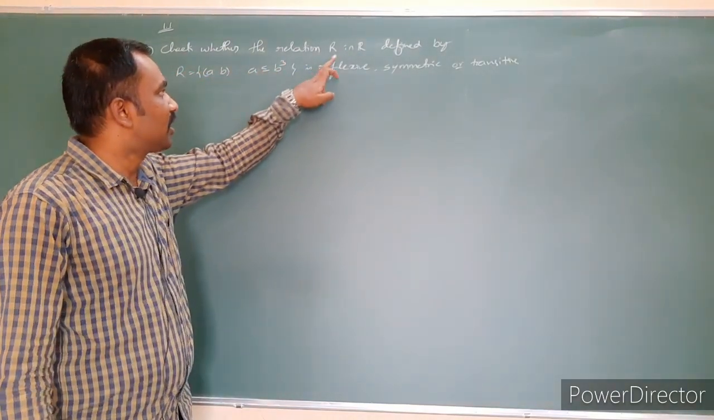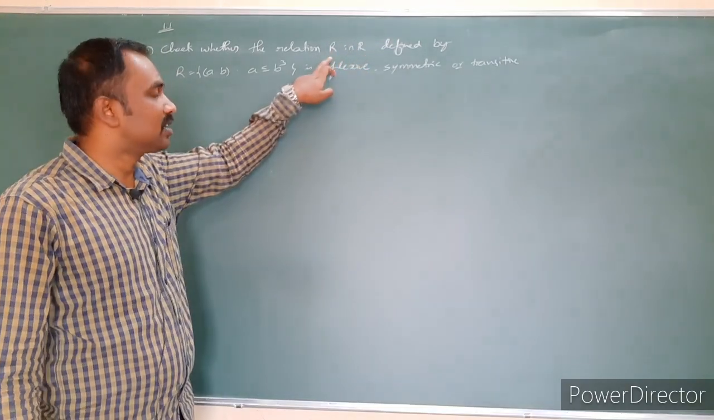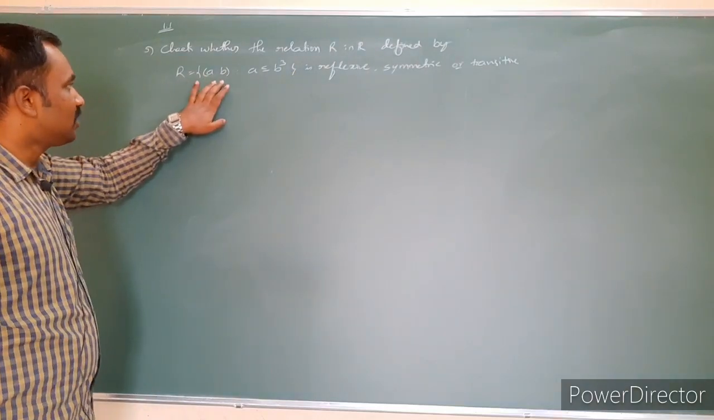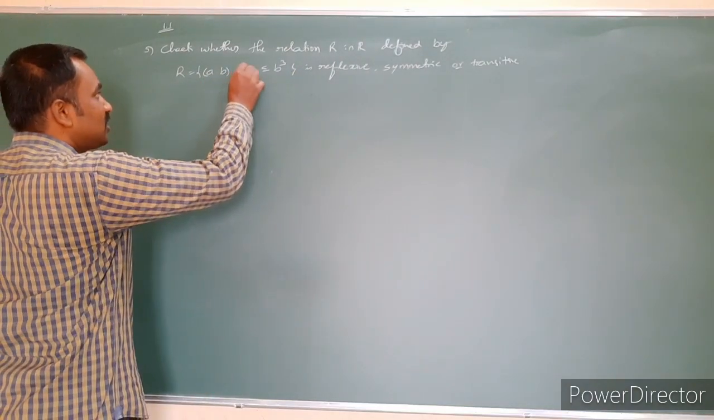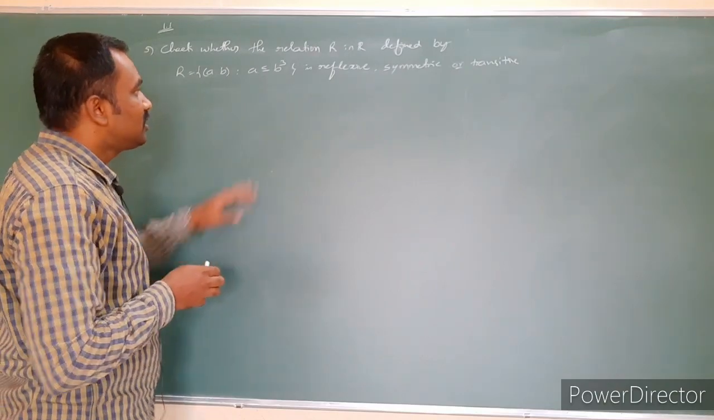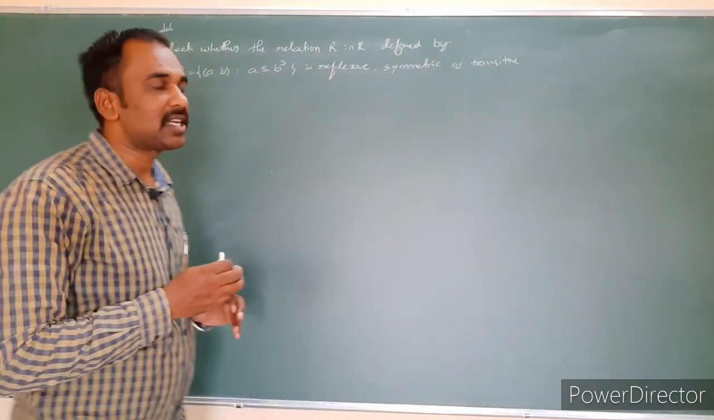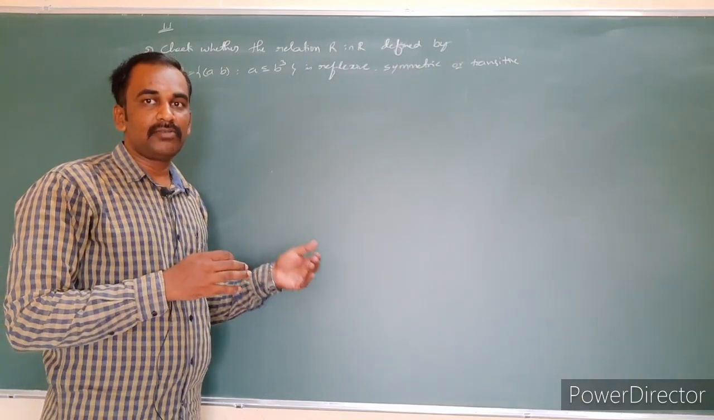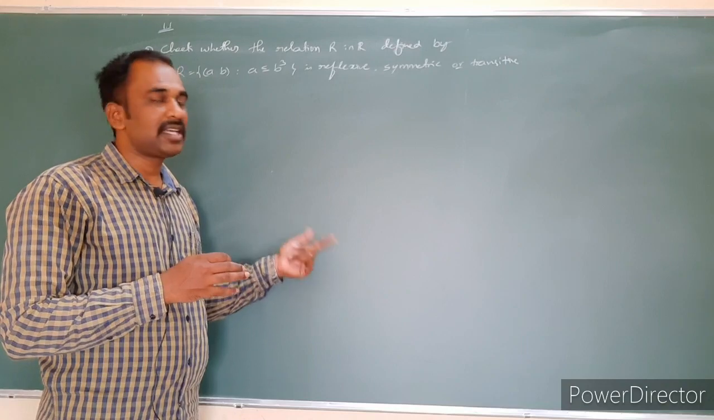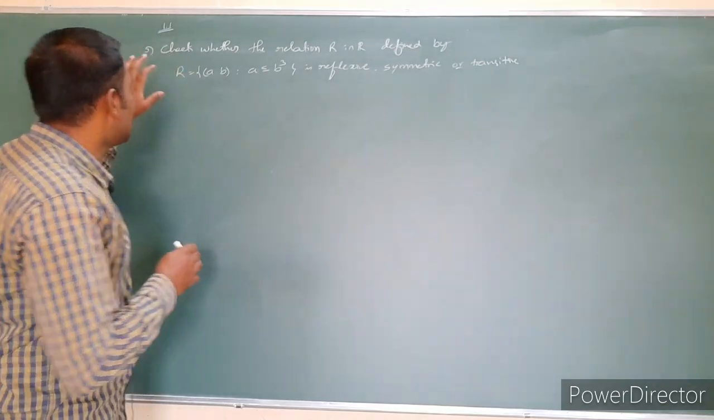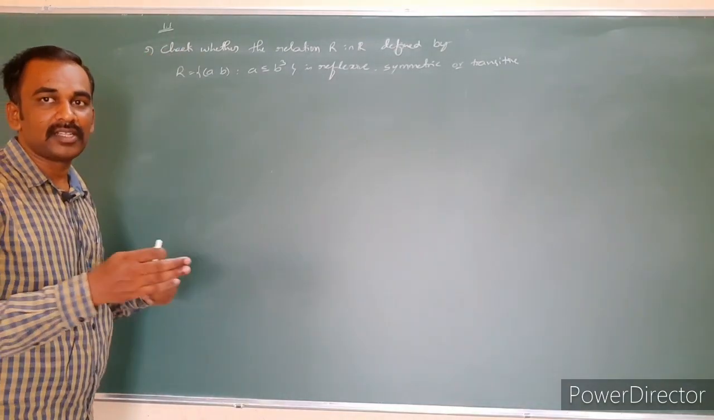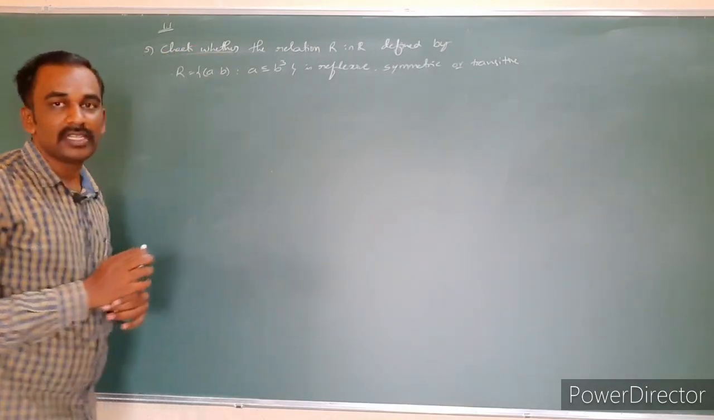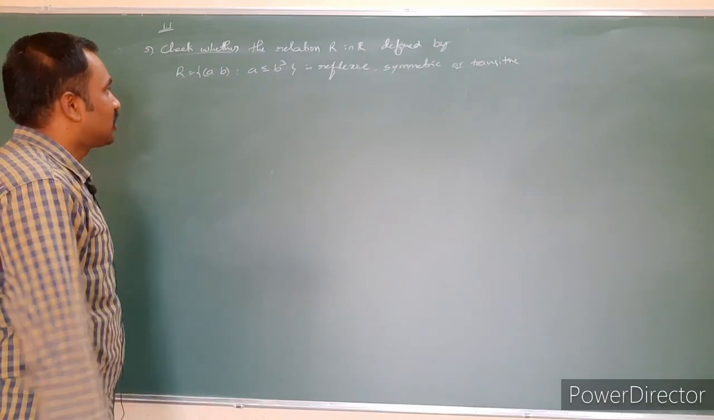Check whether the relation R in R, that means relation R defined on the set of real numbers, defined by R equals (a, b) such that a is less than or equal to b cube, is reflexive, symmetric or transitive. We have to check reflexive, symmetric and transitive. In the previous problem they had asked to show that it is neither reflexive, nor symmetric, nor transitive. But in this problem they ask to check whether. Only to make the question paper twist, they mention it this way.